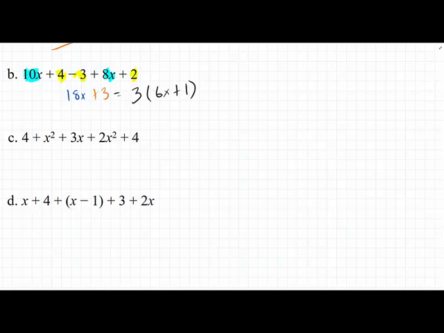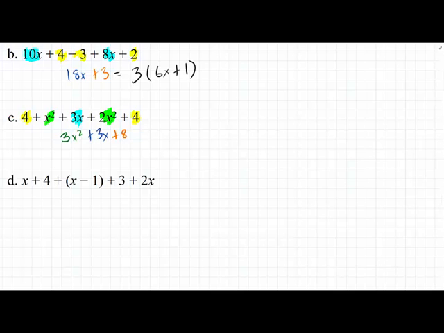Okay, so the next one, let's see, the greens were the x squares. We have an x squared right here and 2 x squares. Followed by the x's, we only have the 3x, and then the constants, we have 4 and another 4 right there. So as far as combining like terms, we have x squared and 2x squared, which makes 3x squares. We have just another 3x, and then finally we have the 4 and 4, which makes 8.